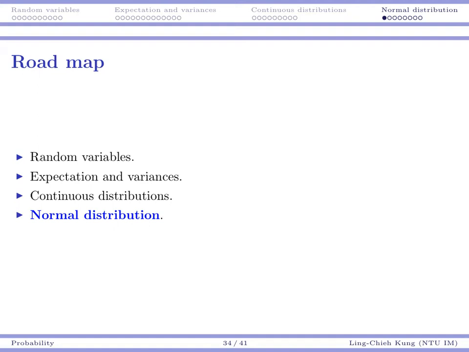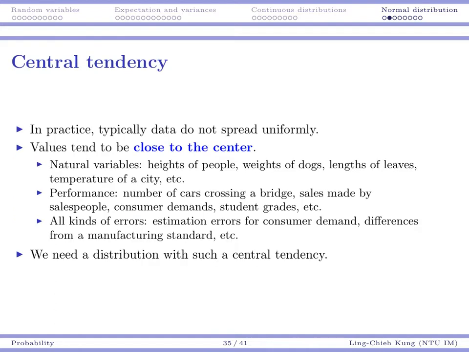Okay, now let's introduce normal distribution. As we mentioned about random variables, we know that some random variables are uniformly distributed, but some are not. And in practice, typically data do not really spread uniformly. Most of the natural situations have the fact that values tend to be close to the center. Like heights of people, weights of dogs, lengths of leaves, etc. Most of the people would have heights that are close to the center, right?